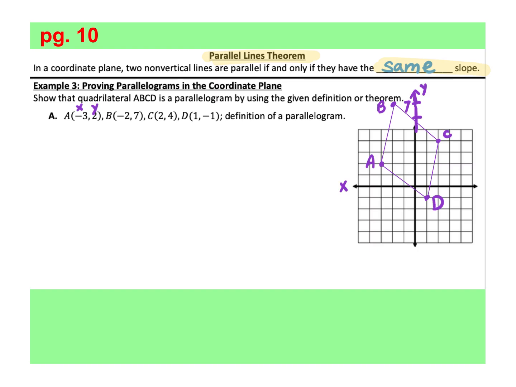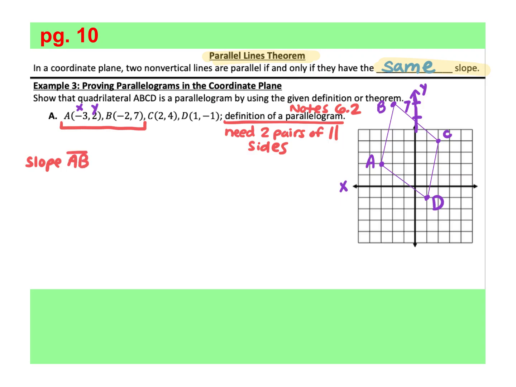So there I've drawn my quadrilateral, and I want to prove that it's a parallelogram using the definition of a parallelogram. This is in your notes for lesson 6.2, and basically what I need to show here is that you have two pairs of parallel sides. And you're going to show that sides are parallel by comparing the slopes. So let's go ahead and start with the slope of AB.